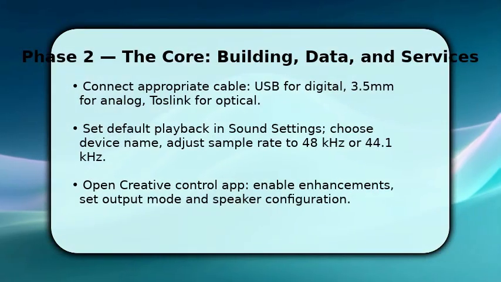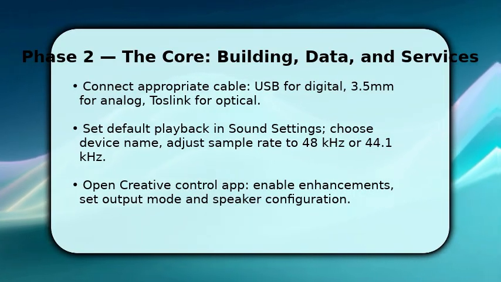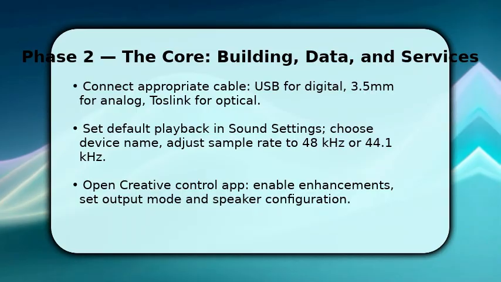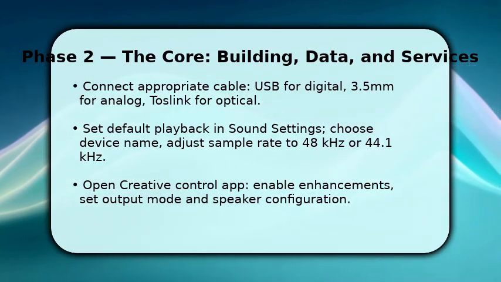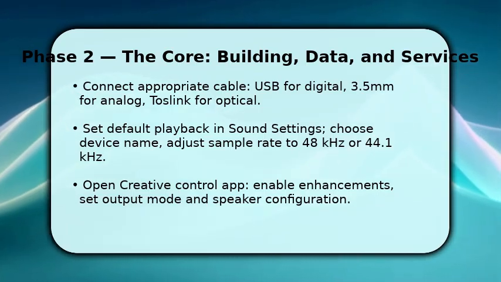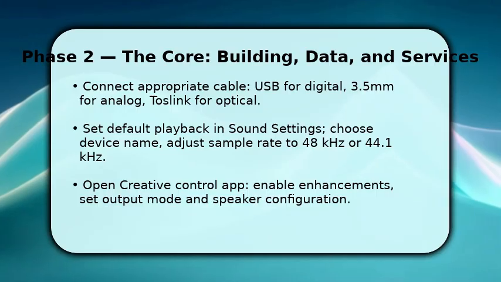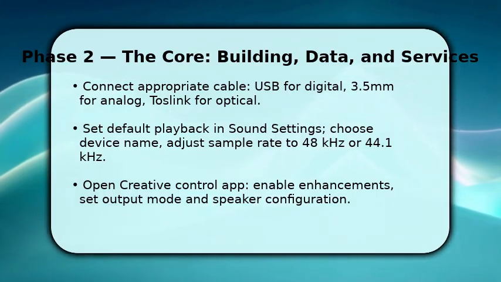Now make the actual connection and configure the signal path. If you use USB, plug it directly into a rear port. Front hubs can be finicky. USB carries digital audio and often installs automatically. For 3.5mm, use the green output jack and disable front panel jack detection if needed. For optical, connect Toslink and select the optical device in Windows sound settings.